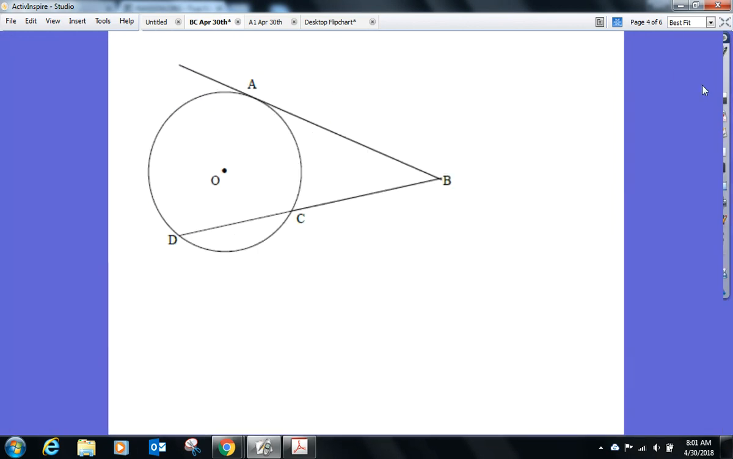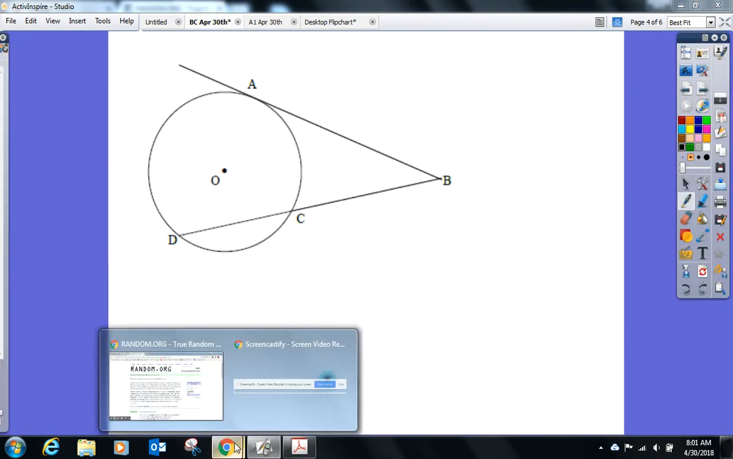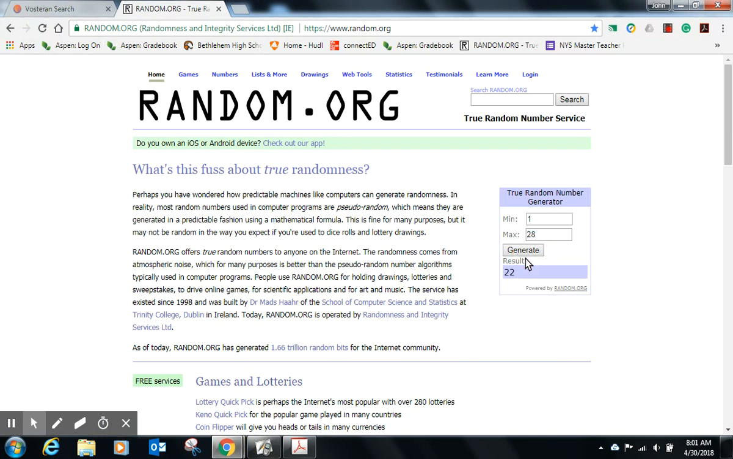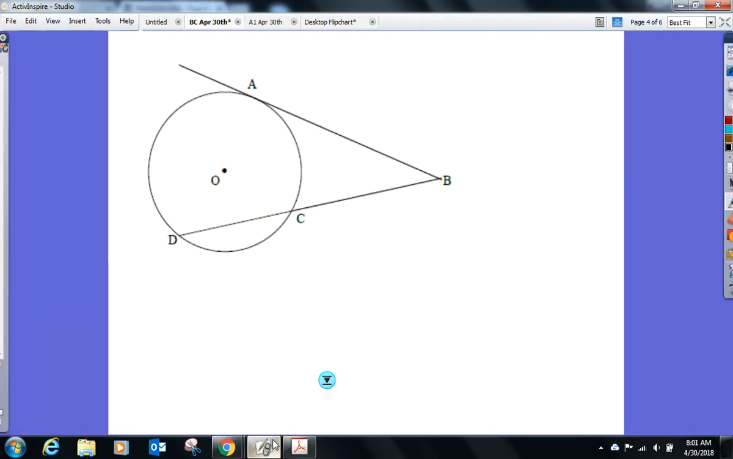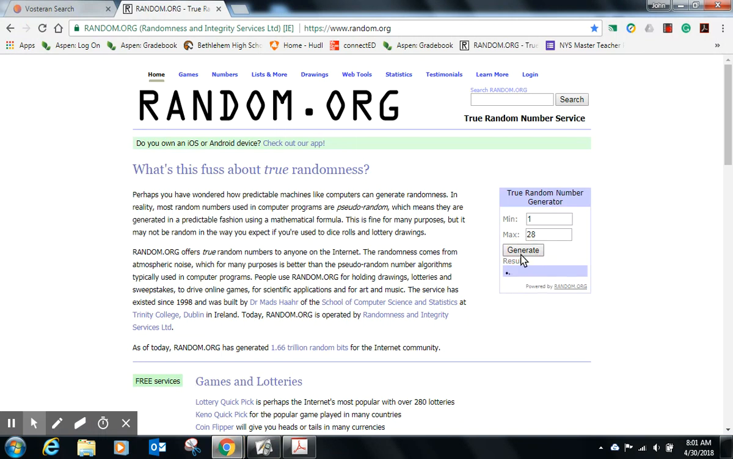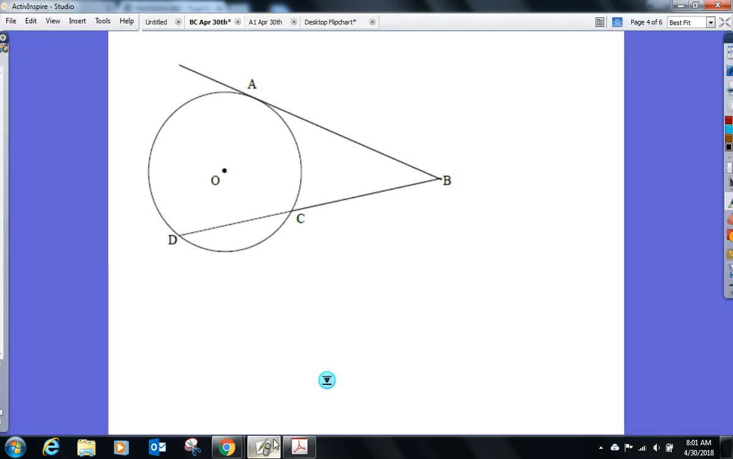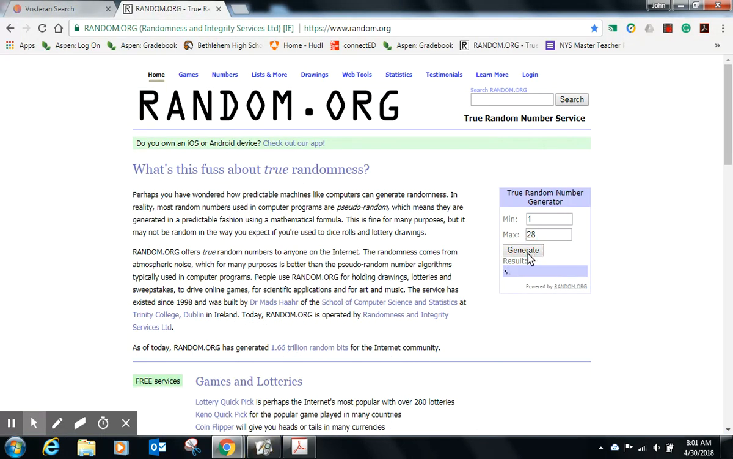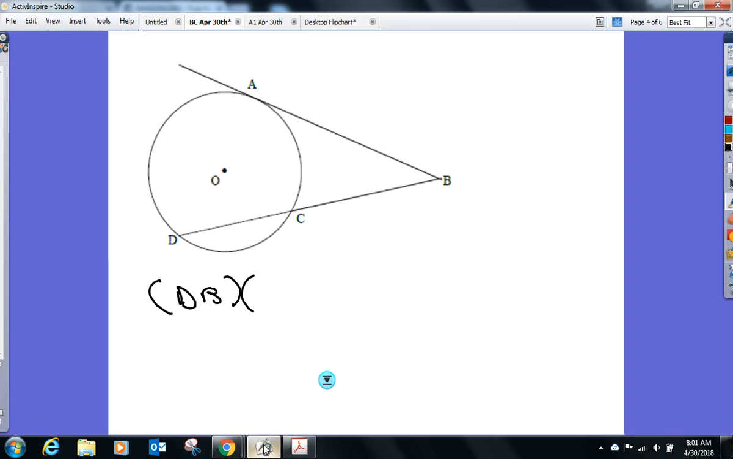Next diagram. What are these two called? Yeah, and the theorem's not going to change. Start with the secant, the whole secant. It's DB times its external part, CB.